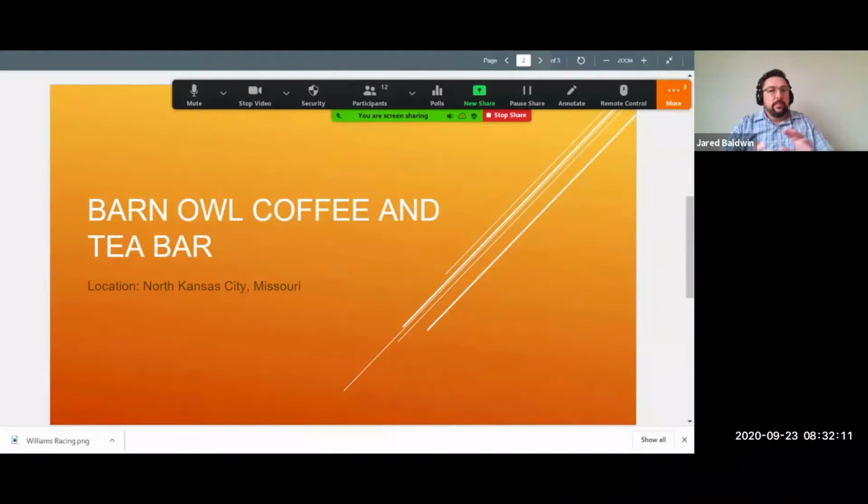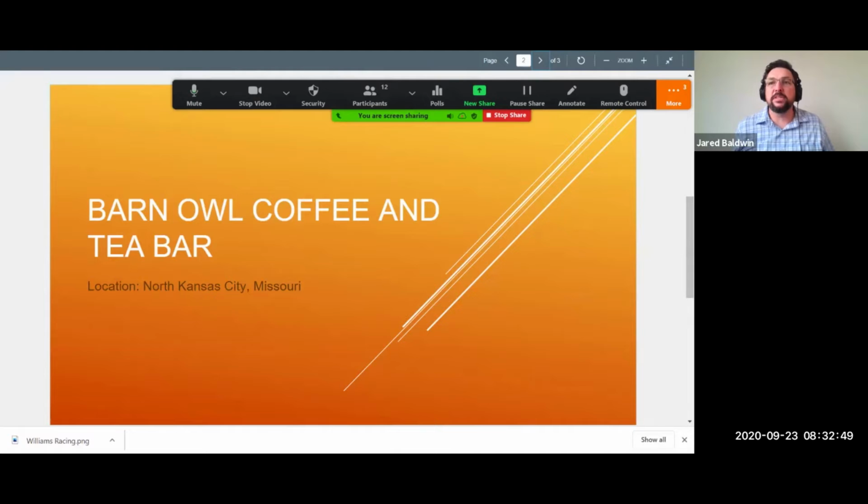Okay, so it's very simple, something that we're familiar with. A coffee and tea shop. We're calling it Barn Owl Coffee and Tea, located in North Kansas City, Missouri. I'm the owner, so that's the scenario. There's a coffee and tea bar in North Kansas City, Missouri that I own, and you are trying to figure out, what does Jared need and why? And you can come up with your first most obvious solution, but then you have to start answering these questions, and you're going to come up with a challenge statement.